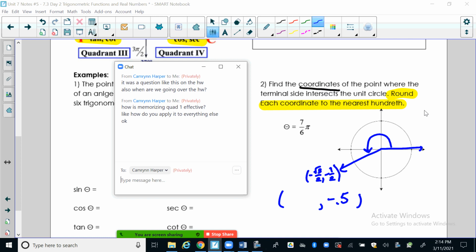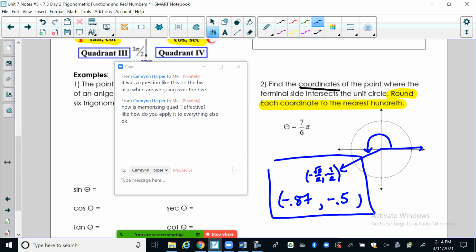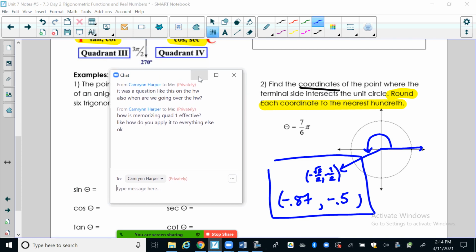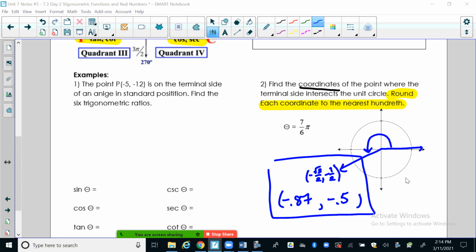All right, so nearest hundredth, so we got negative 0.87. So there's the exact value, and there's the approximate value. Any questions over example number 2?